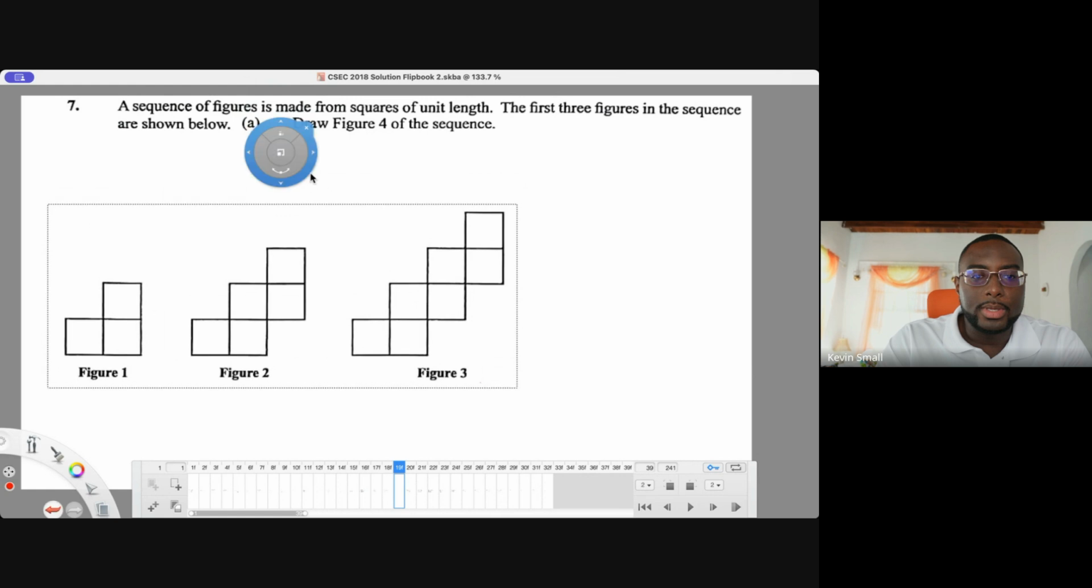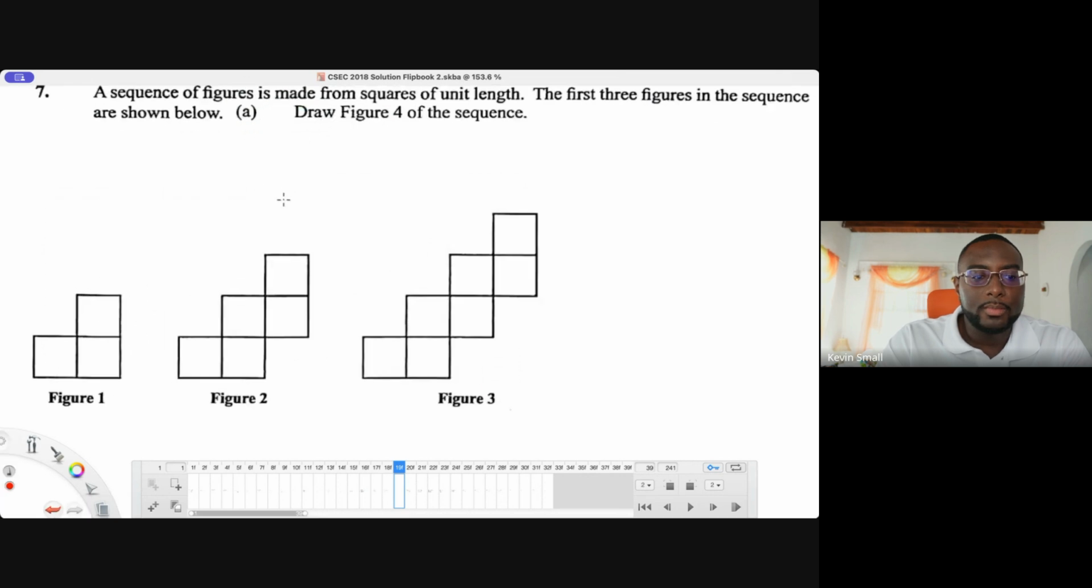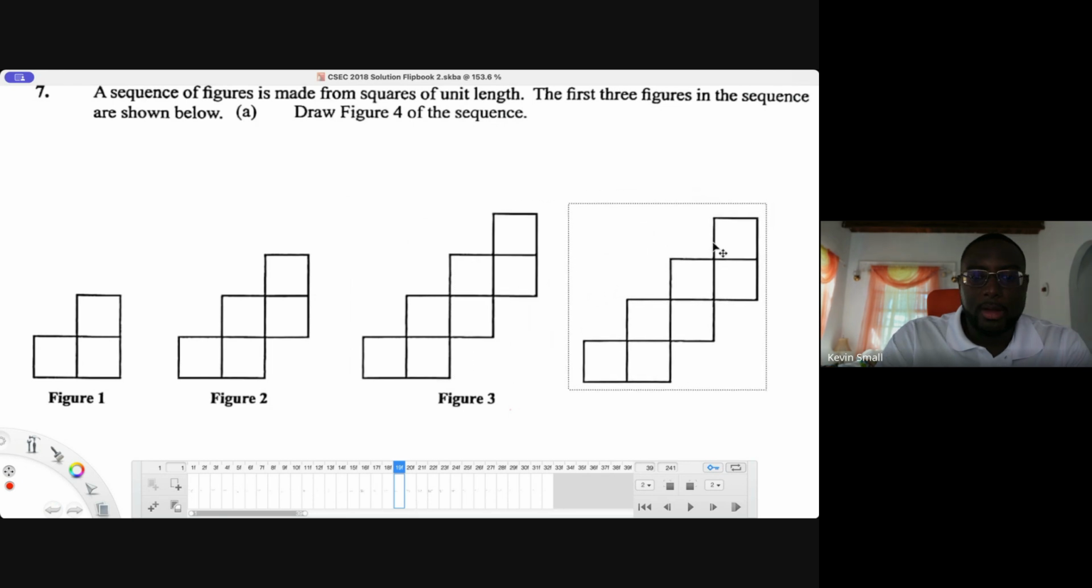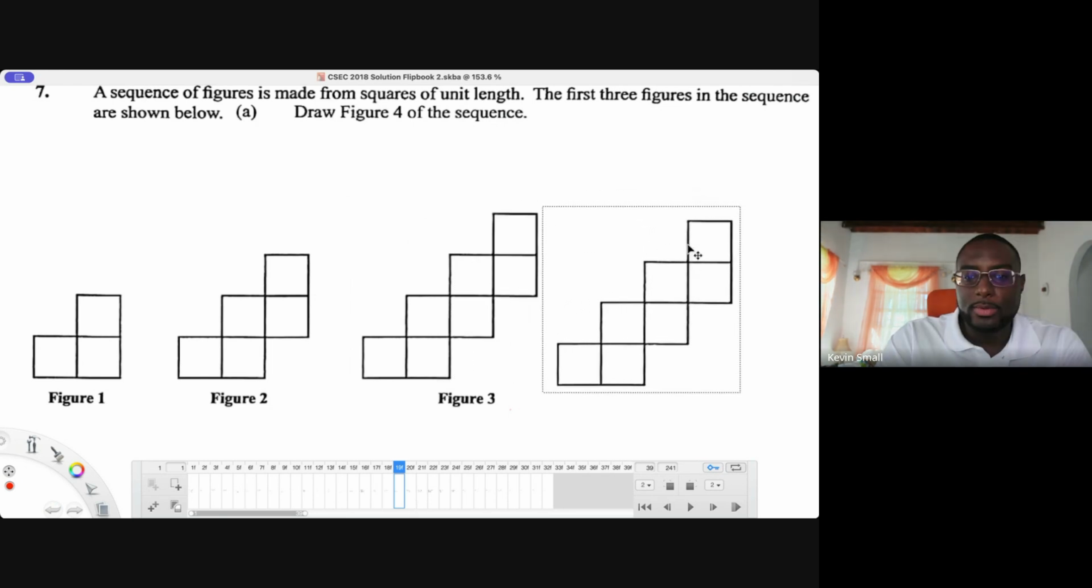Now, for me, I'm just going to make my life easy. I am just going to copy this. I mean, you guys have to draw it from scratch, but I'm going to copy this, and I'm just going to add on the extra 2 layers that I am supposed to. Okay, of course.